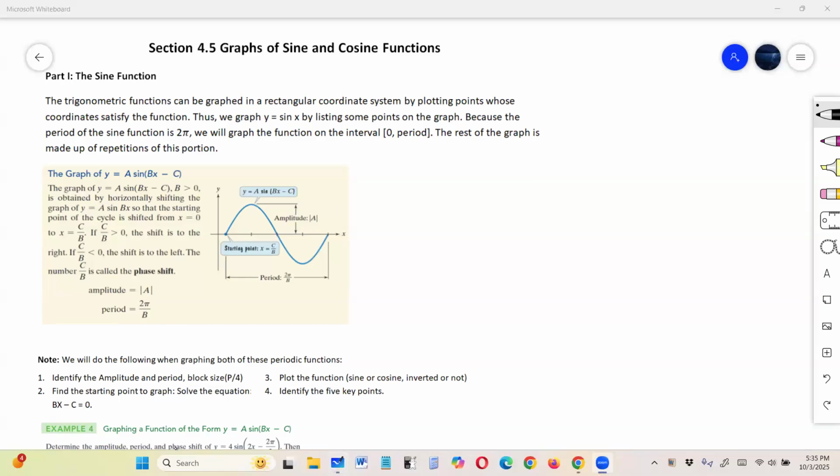Hi, hello everybody. So this is the video dealing with section 4.5, graphs of sine and cosine functions. Now, both functions are very similar, and I wanted to give you a little bit of an introduction, even though this was covered in section 4.4.